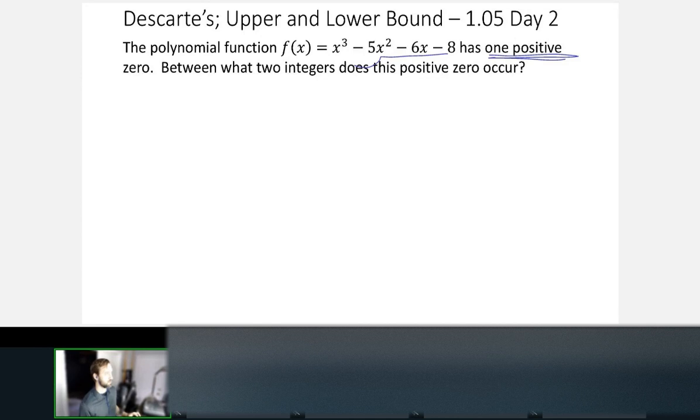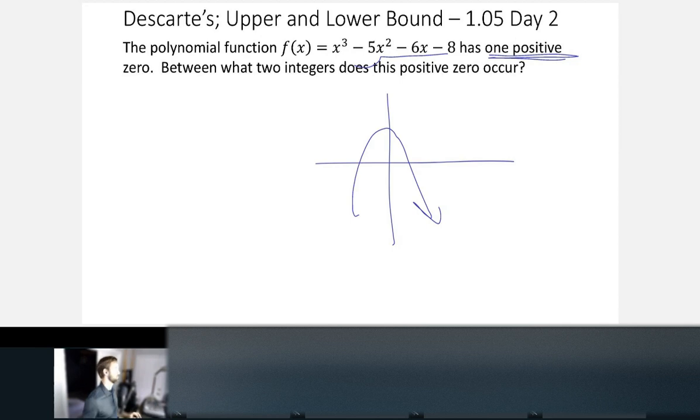But we could graph this, and we can see on the axis. Let me do my end behavior right. So let's pretend it does that, right? So there's my one positive zero. We could graph it and just see which number is to the left and which one's to the right of it. We really could have done it that easily.